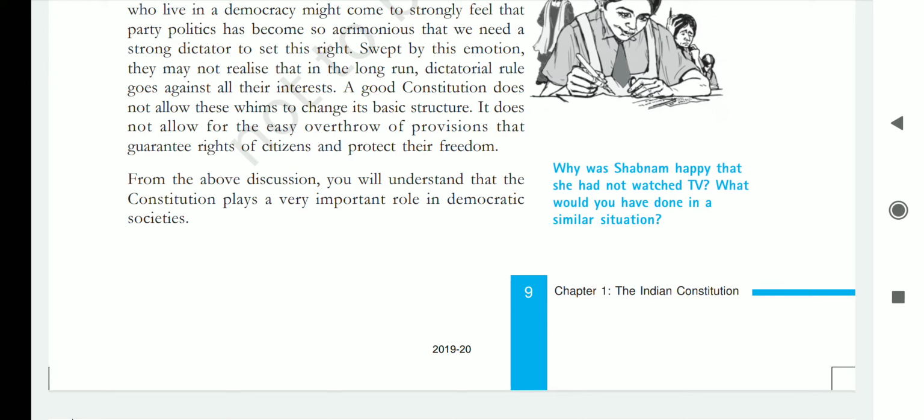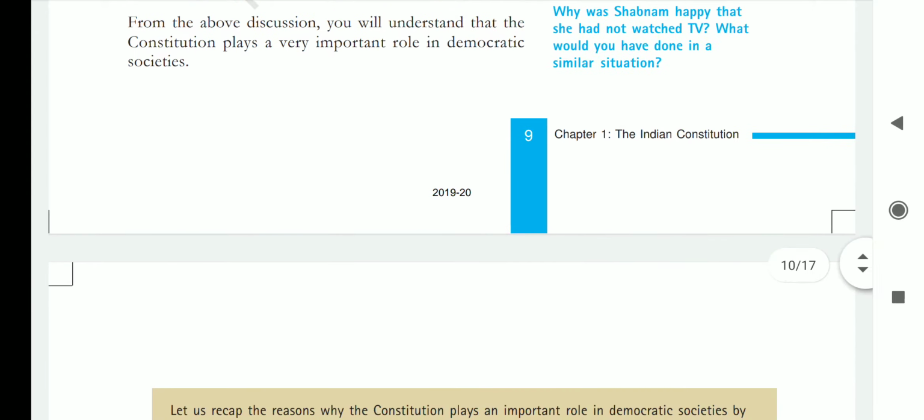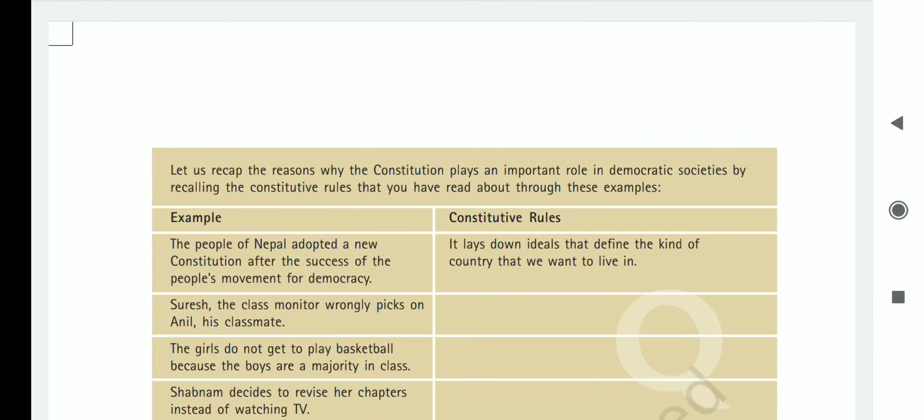Good morning, students. Today we will continue with our chapter number 1, the Indian Constitution. In the last session we saw why the Constitution is needed in any democratic society. Today we will recap the reasons why the Constitution plays an important role in democratic societies by recalling the examples that you have read about.